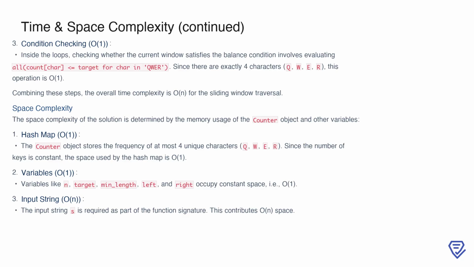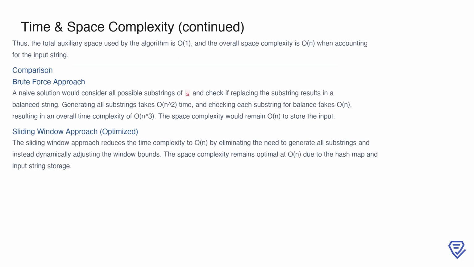Finally, the input string itself requires O(n) space since it's part of the function's input. These components together result in an overall space complexity of O(n), dominated by the input string. With the auxiliary space being O(1), aside from the input string, the total space complexity remains O(n).